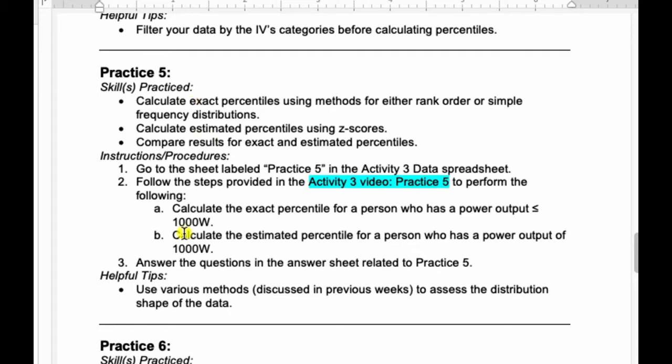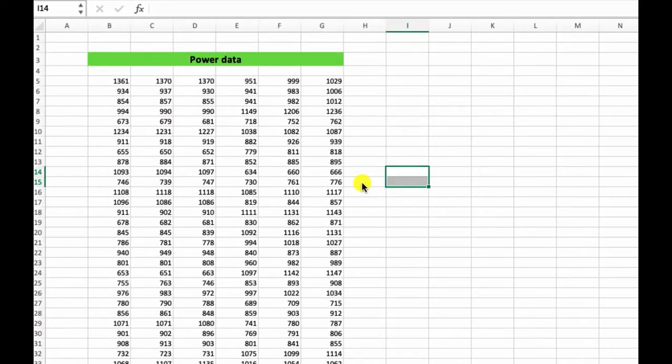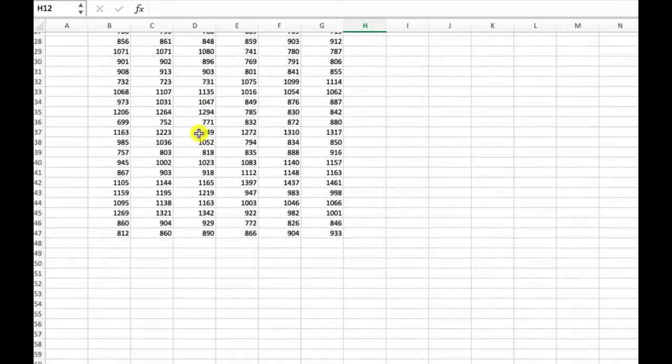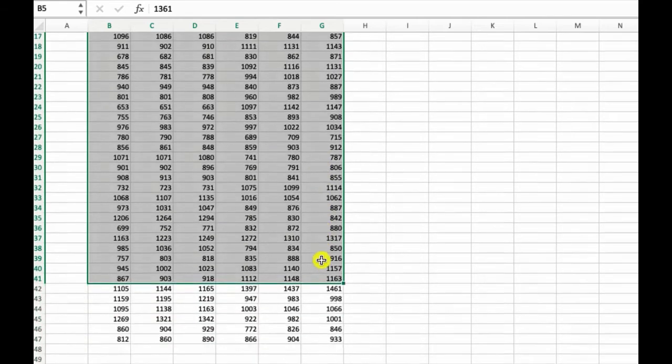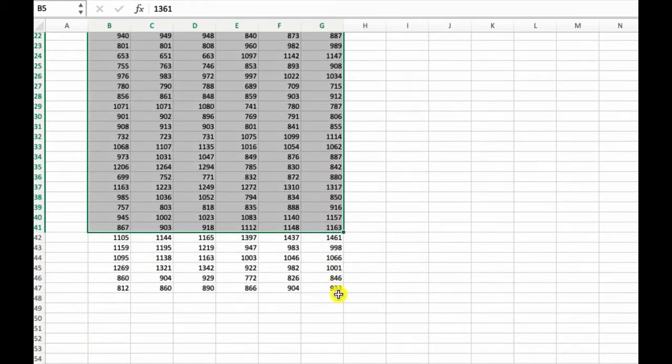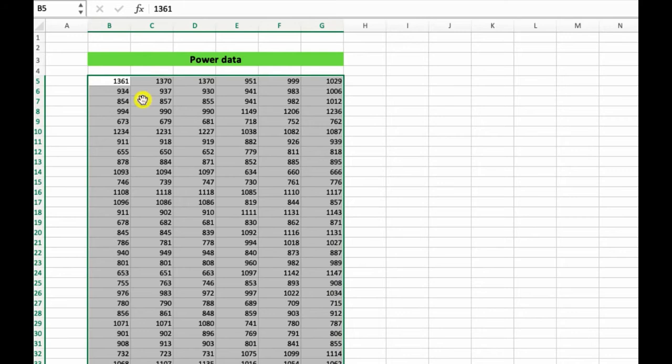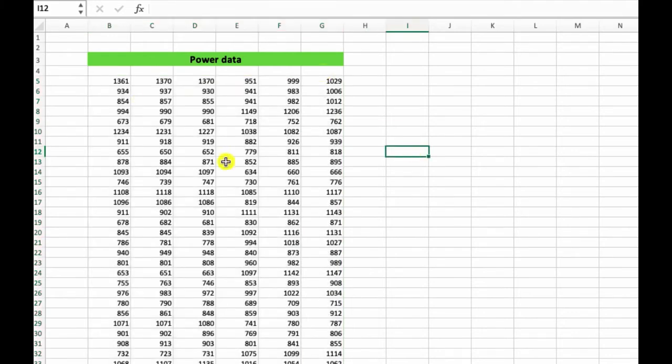In our data set, we are going to be calculating the exact and estimated percentiles for a person who has an output at 1,000 watts. So we can go to our data set and see that we've got some power data collected. This is organized just because there's a lot of values, so they've kind of been smushed into one lump. So this is going to be our entire set of data. We'll create an area for our exact percentile calculation.